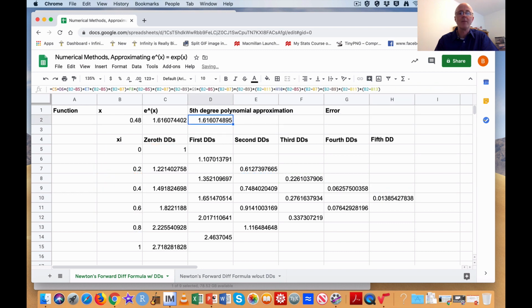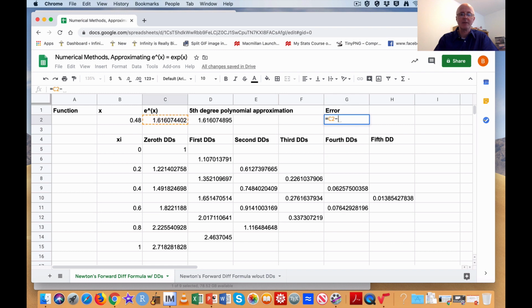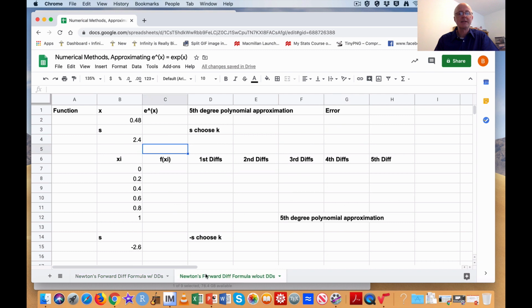There we go. For a very small error, the error is the actual value minus the approximate value. That goes in alphabetical order. Small negative error here, whose absolute value is very close to 5 times 10 to the negative 7. Let's do the same approximation with the forward difference formula, and ultimately we'll do it with the backwards difference formula as well. But right now it's just with the forward difference formula.